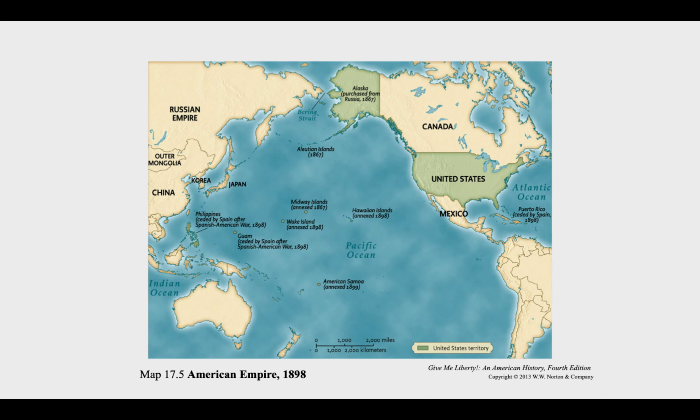So in 1898, here is what the American empire looks like, right? We have obviously the United States, Puerto Rico, Alaska, which had been purchased from Russia in 1867, and then these Pacific islands, including the Philippines, Guam, and American Samoa.